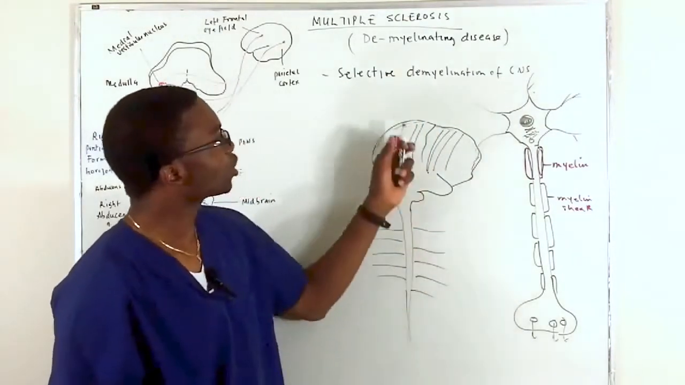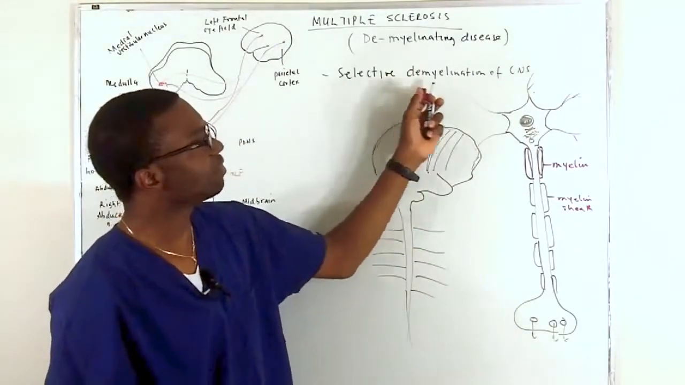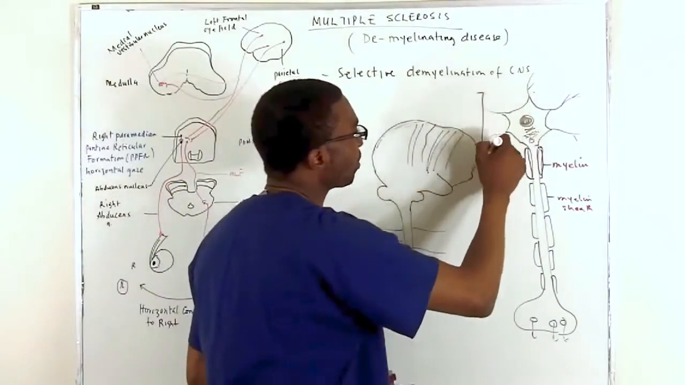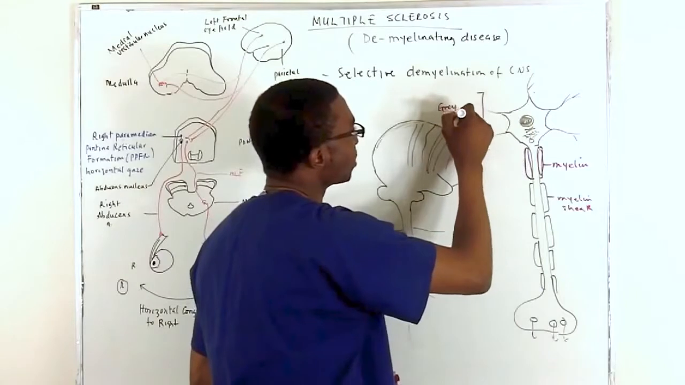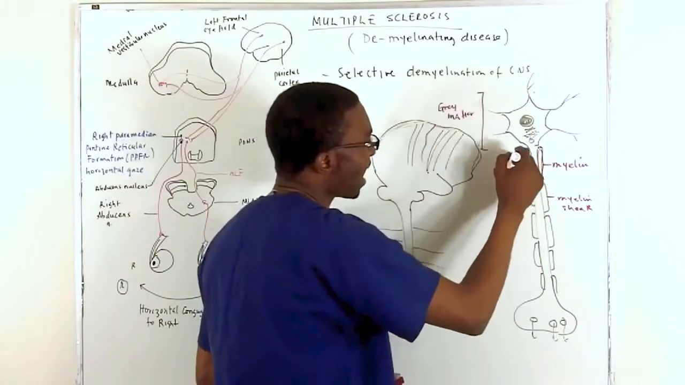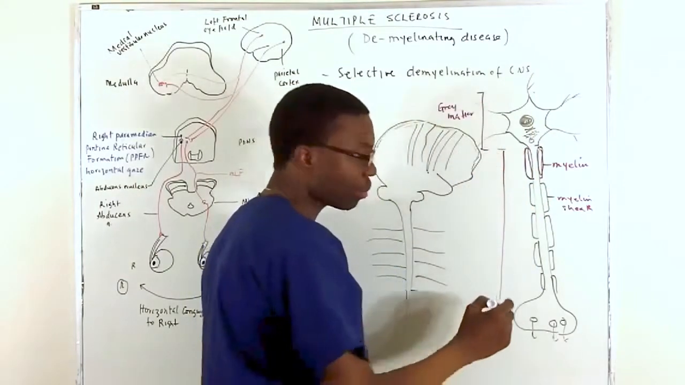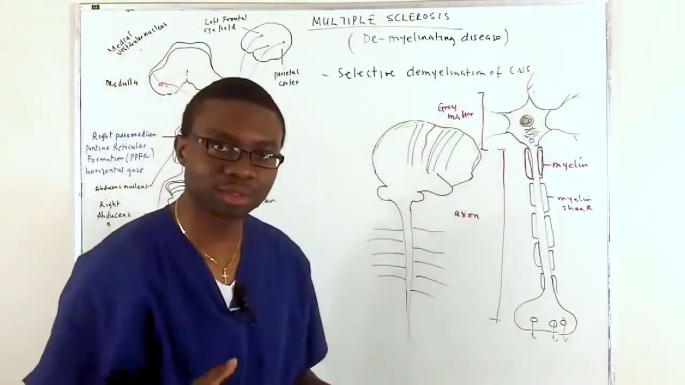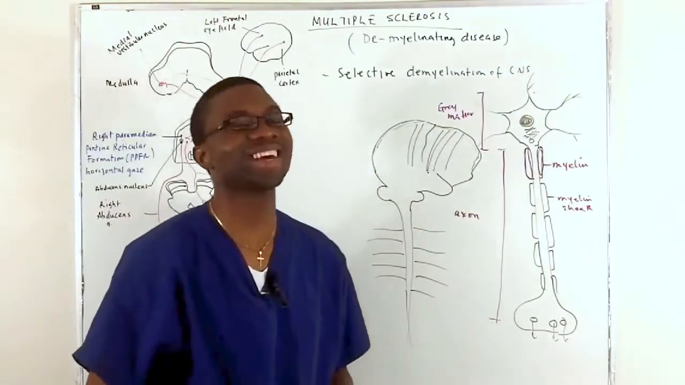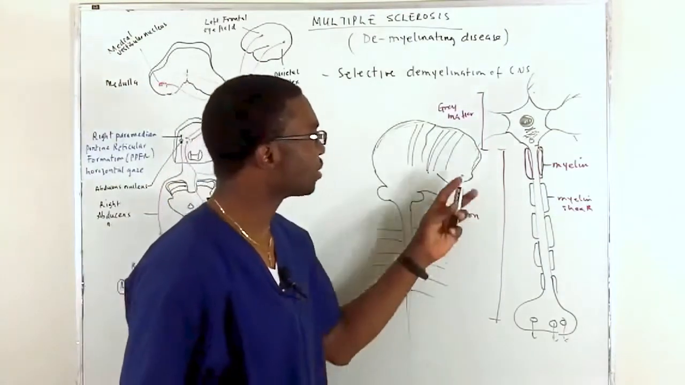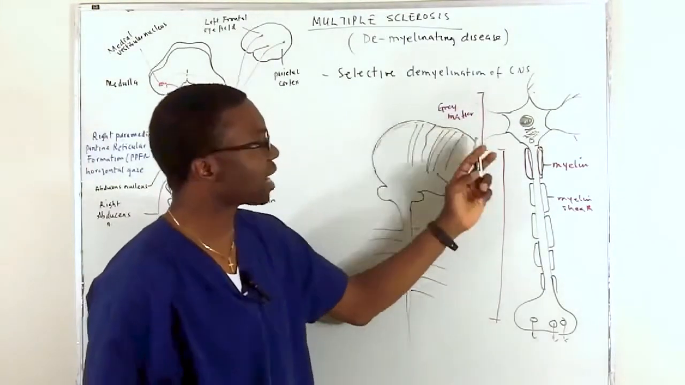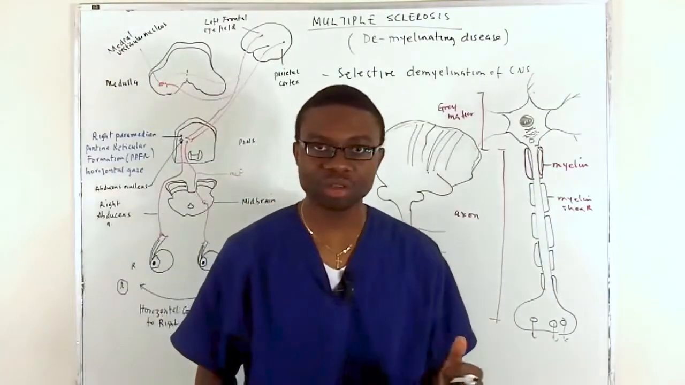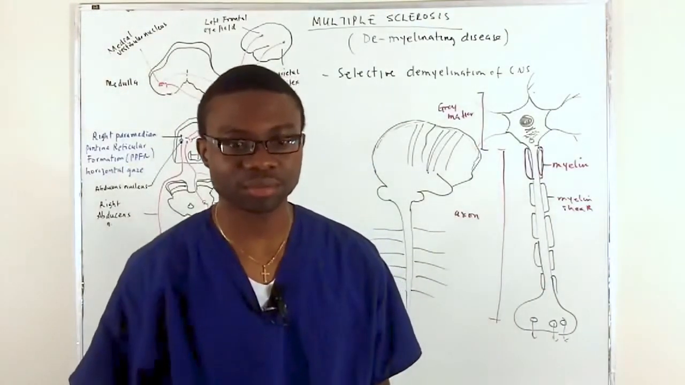However, we're talking about selective demyelination of the central nervous system. This part of the neuron, the cell body, is what forms the gray matter. And the white part that I was talking to you about is the axons. They can call them fascicles, axons, tracts. They mean the same thing. So the gray matter is on the outside of the brain, and the white matter is the axons of the neurons.